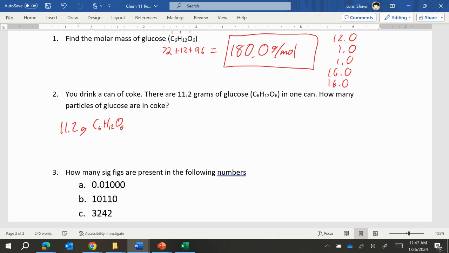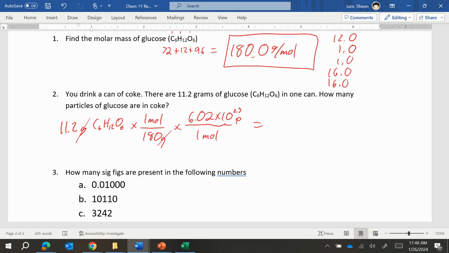C6H12O6. So we have 11.2 grams of glucose. How many particles of glucose is there? First thing we have to do is we need to change this into moles. 1 mole. Thankfully, we've already found out the molar mass of this stuff is grams. I want to have the grams on the bottom because I want grams to cancel out. And I now want moles to cancel out. And we know that 1 mole is equal to 6.02 times 10 to the 23 particles.